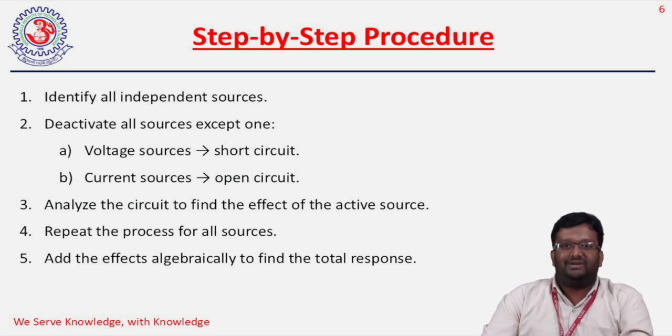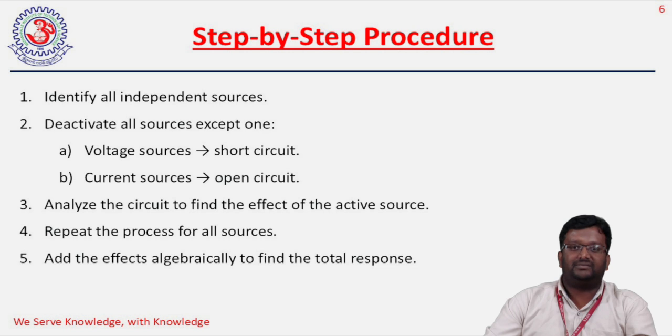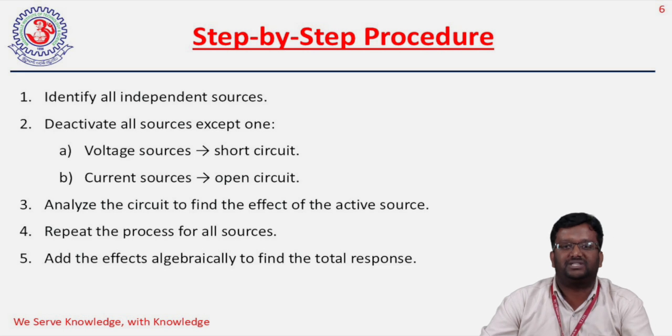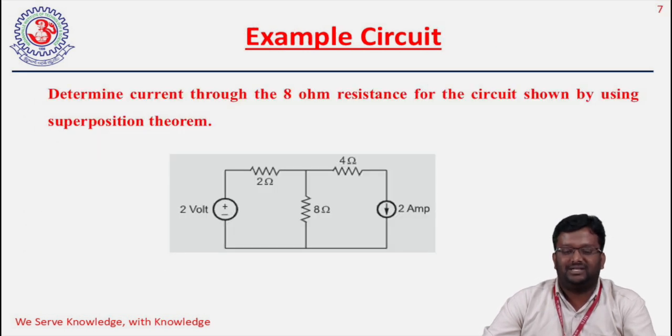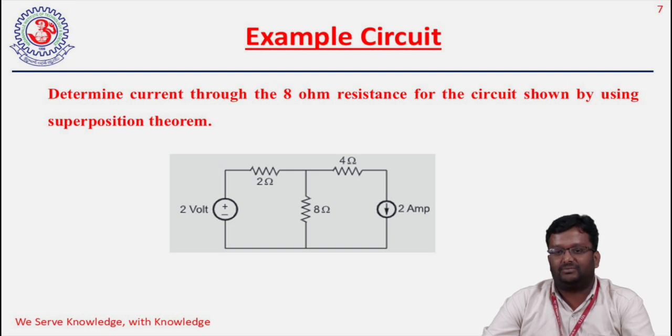Next, up to now we have seen what the superposition theorem is and the procedure, so where we can apply the superposition theorem. Now we are going to see an example circuit of the superposition theorem. Here we have one example that carries two independent sources. One is a current source, another one is a voltage source, and it consists of some resistors connected in series and parallel.